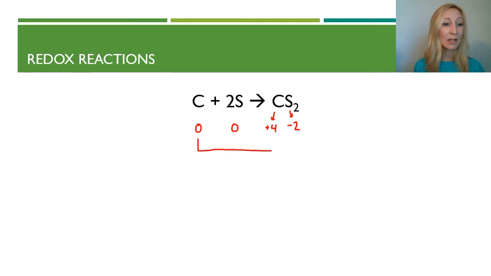So the carbon is going from 0 to +4. That means the carbon is being oxidized. The sulfur is going from 0 to -2. That means that the sulfur is being reduced.